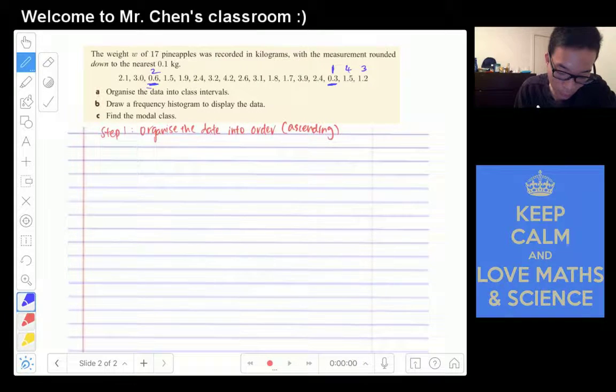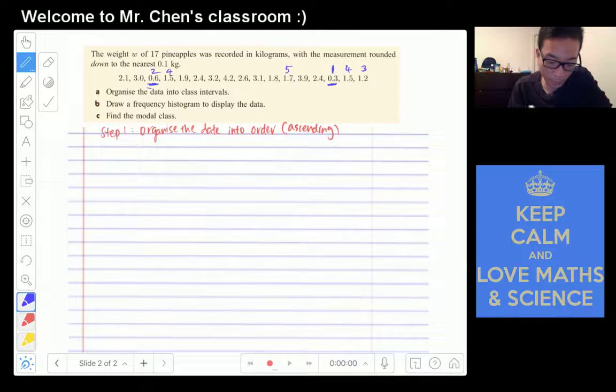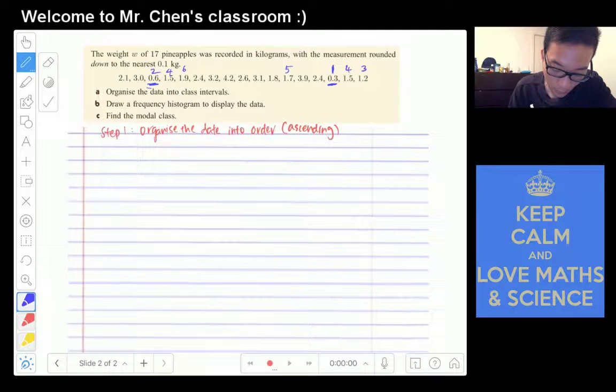That's 4. There are two 1.5. And then after that we have 1.7, I believe. So that's 5, and then up from 1.7, 1.9. So we have only one 1.7, right? And then we have 1.9, and then after 1.9 we have 2.1. 2.1 is a 7. 2.1, and then 2.4.